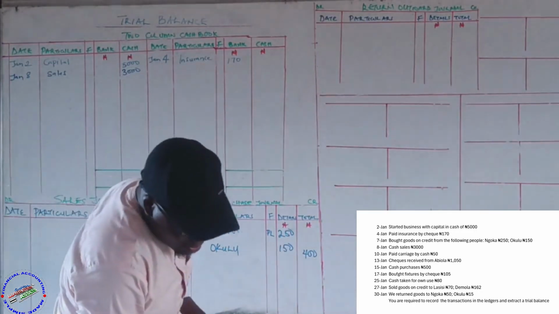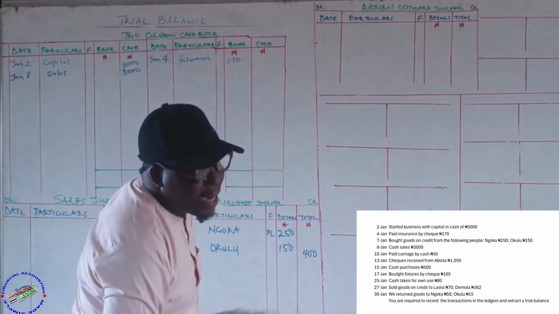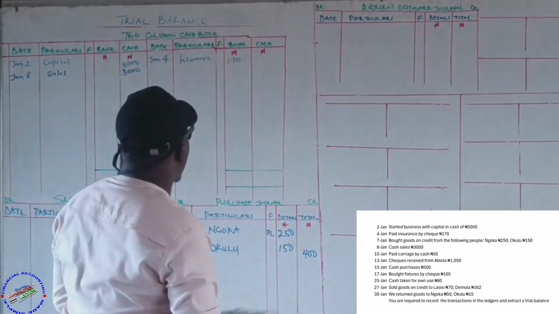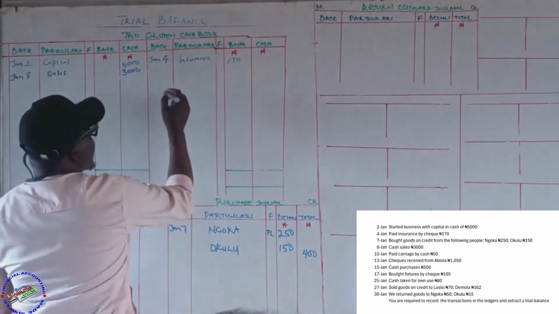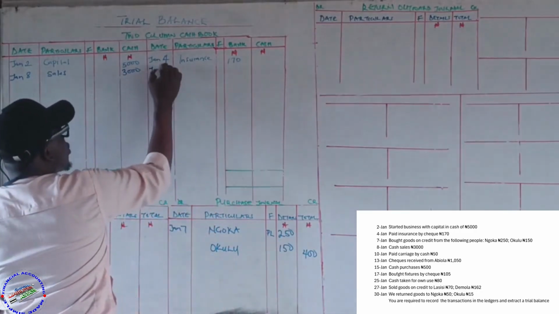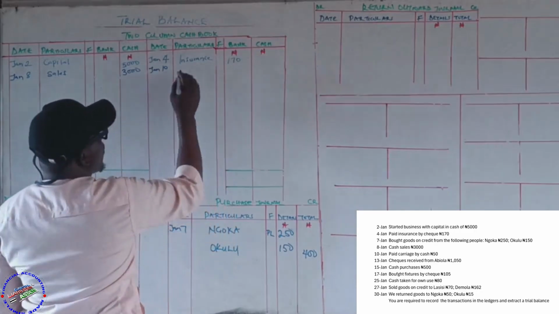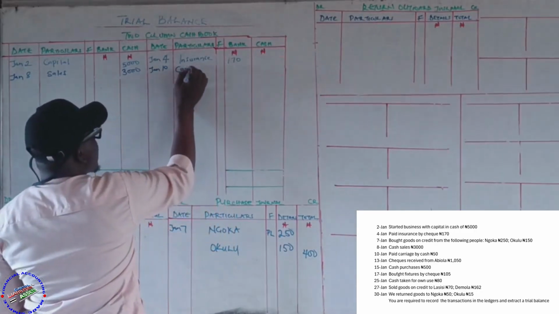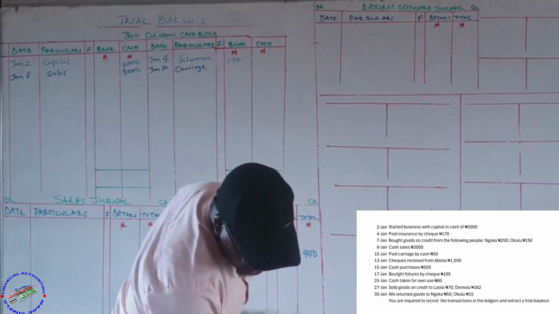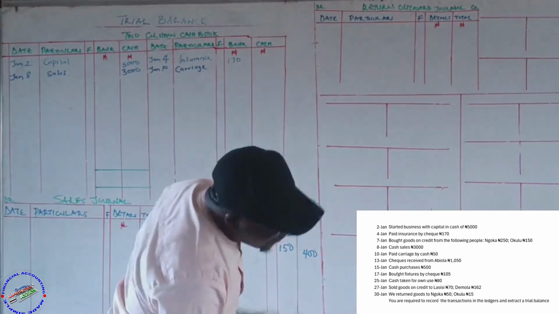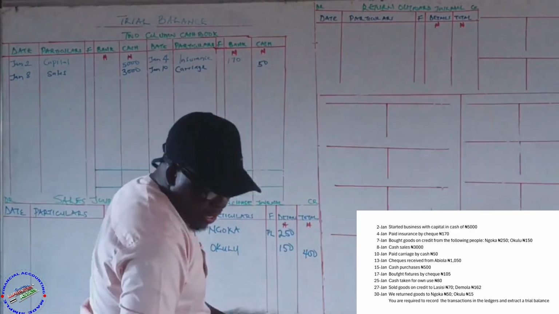The next question says paid carriage by cash. Paid carriage by cash. We are paying out of the business. So it comes to the payment side, which is January 10. Make sure you put all the dates the event took place. So we have carriage. January 10. We have carriage, 15 naira by cash. So we put it on the cash.